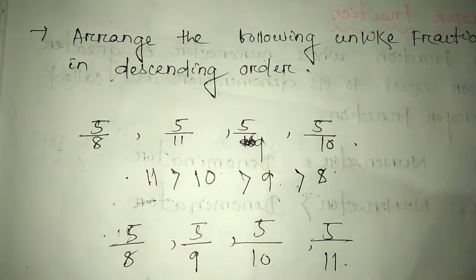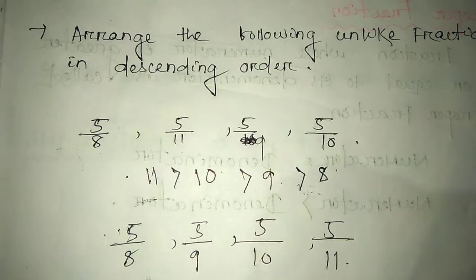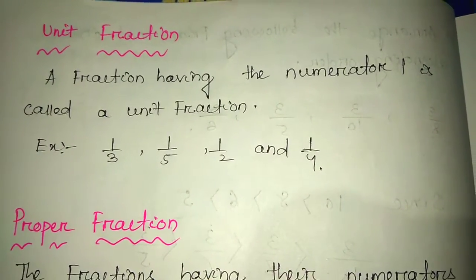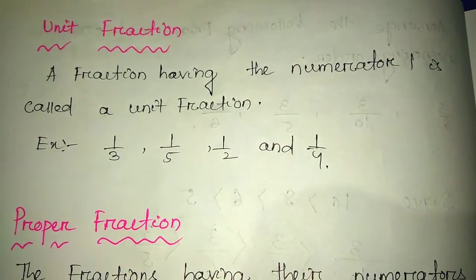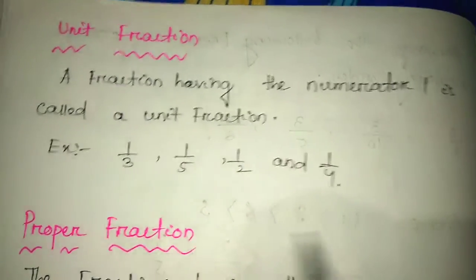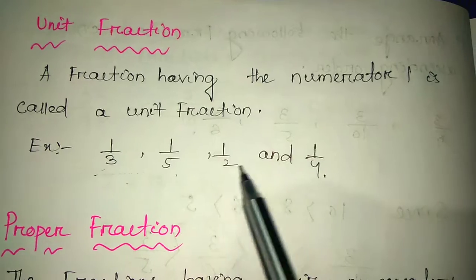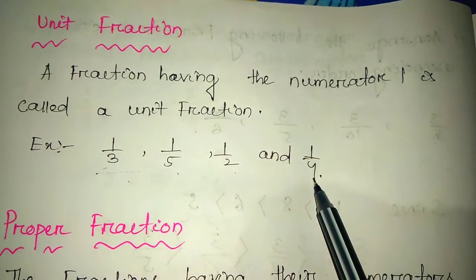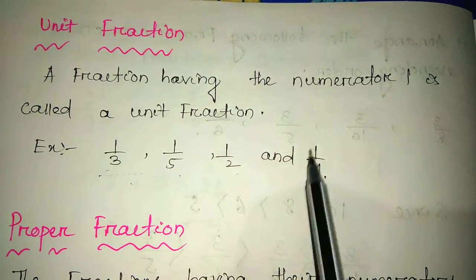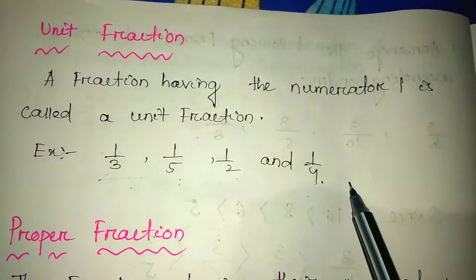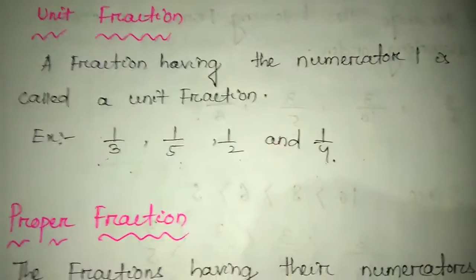So you have understood how to compare unlike and like fractions. Let's see the next topic, that is unit fraction. A fraction having the numerator 1 is called unit fraction. Here the given fractions are 1 by 3, 1 by 5, 1 by 2 and 1 by 4. All of the numerators of the fractions are 1. So these fractions are known as unit fractions.